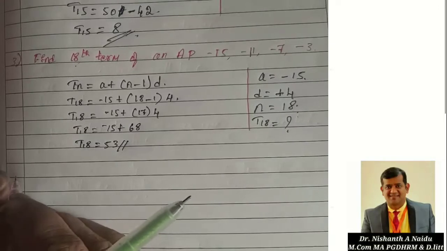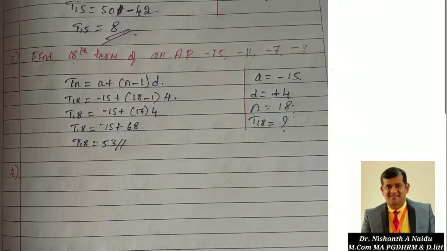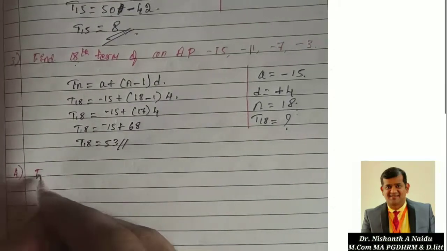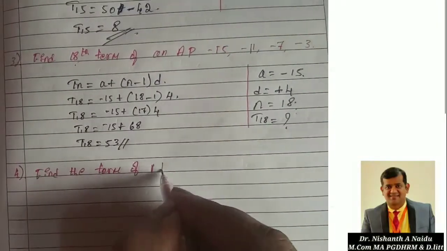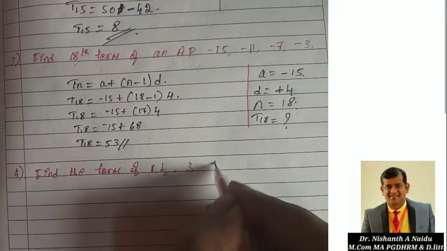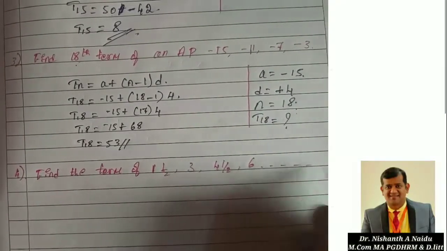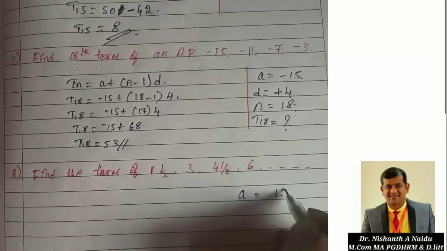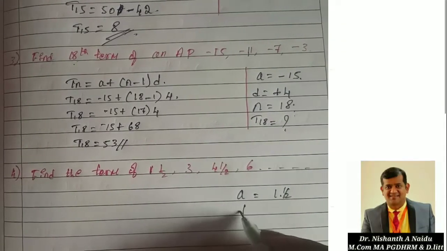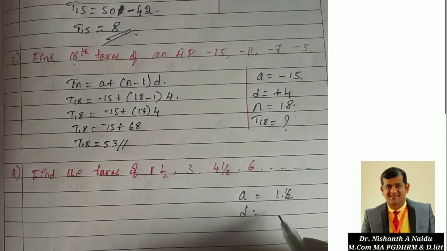Yes. So moving on to the next one, problem number 4. Find the term of 1 1/2, 3, 4 1/2, 6, and so on. Here A equals 1 1/2. D equals the common difference again. That is also 1 1/2, right? 6 minus 4 1/2, that is also 1 1/2 common difference.